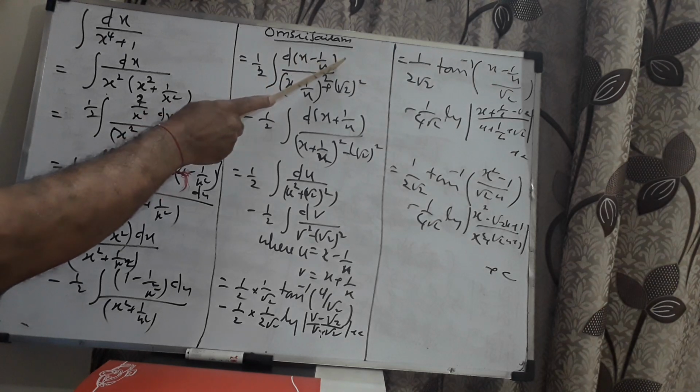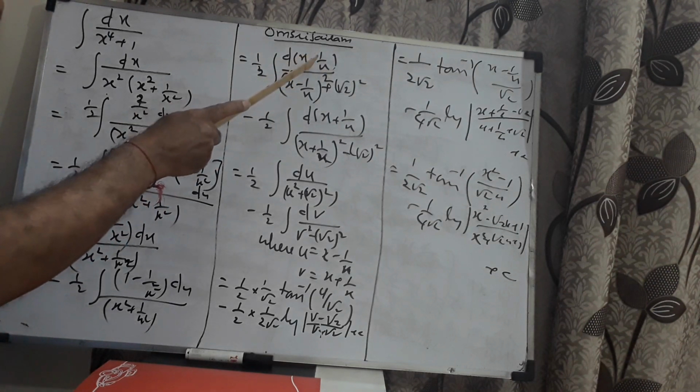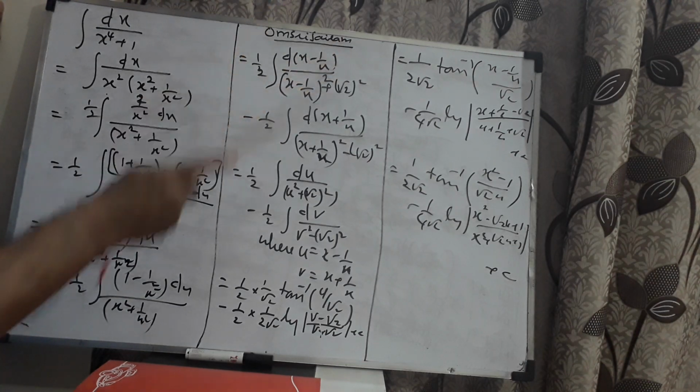Here the numerator is d of x minus 1 by x. d of x is 1, d of minus 1 by x is plus 1 by x square. Minus 1 into minus 1 at x power minus 2 becomes plus 1 by x square.